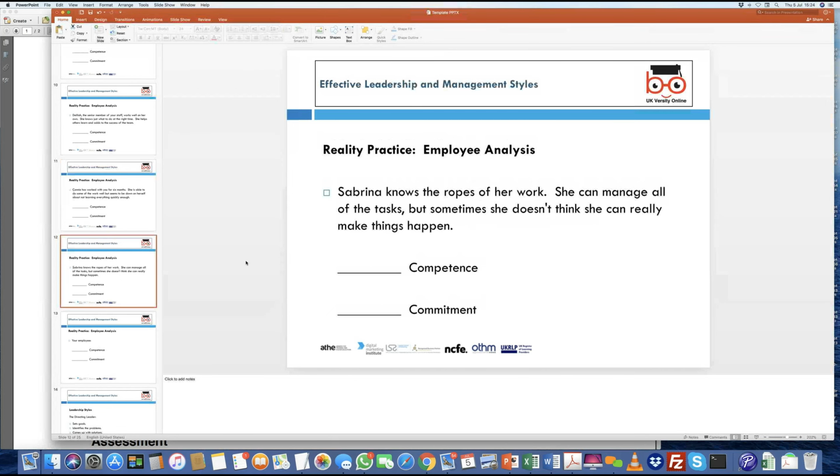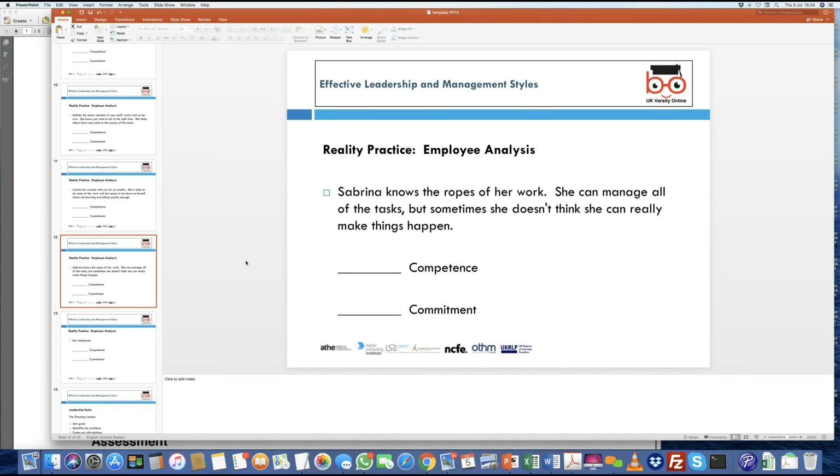Sabrina knows the ropes of her work. That means she knows her work quite well. She can manage all the tasks, but sometimes she doesn't think she can really make things happen. Is this commitment or competence? It's competence. That is correct.